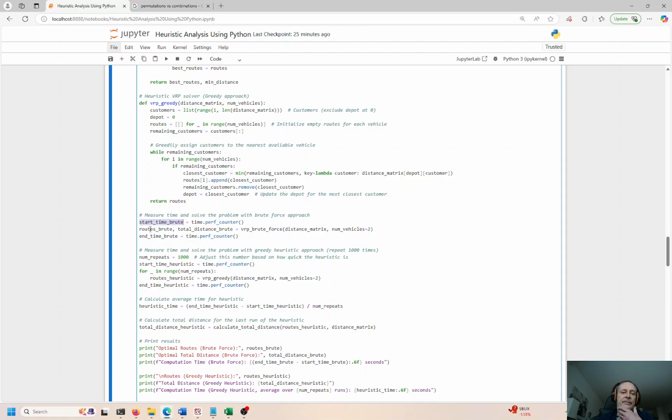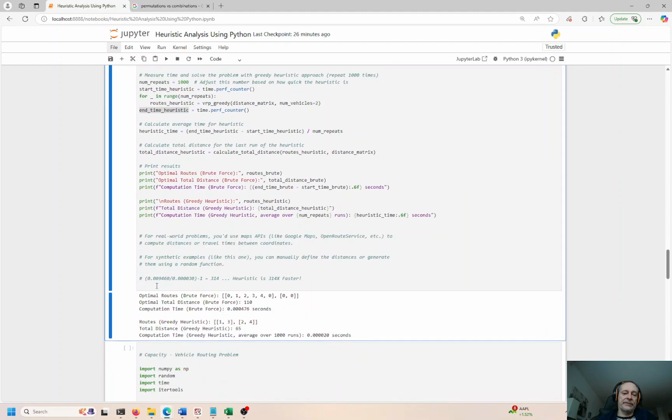There's a couple of constraints, or requirements. Again, we have the start time, the brute force calculation, total distance, and the end time. We're doing this 1,000 times to get a sample distribution of how long this is going to take. We have the start time, the route heuristic, and the end time. So let me run this and see what the outcome is.